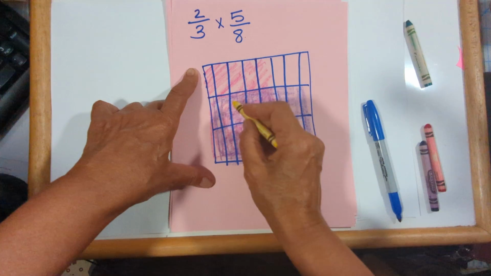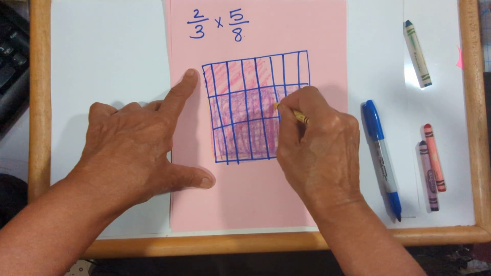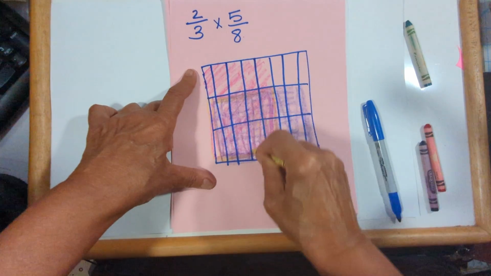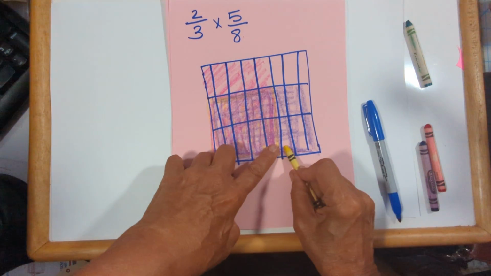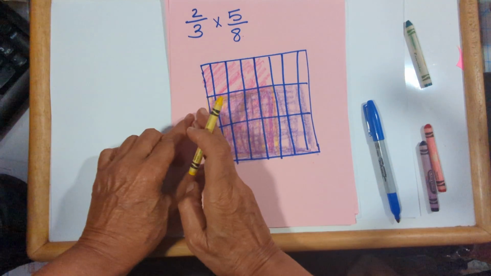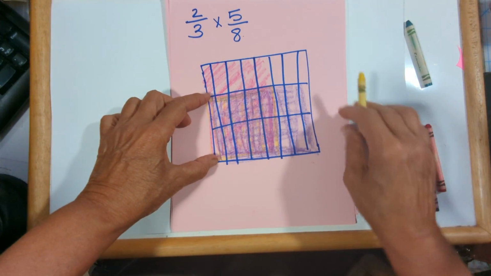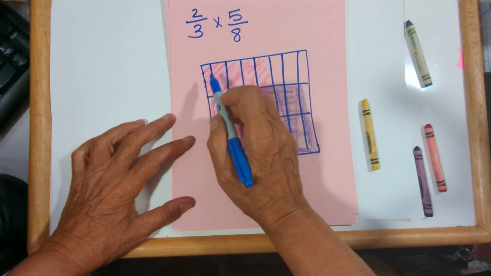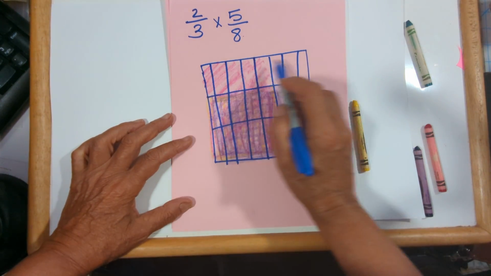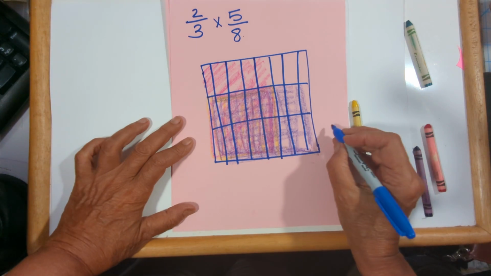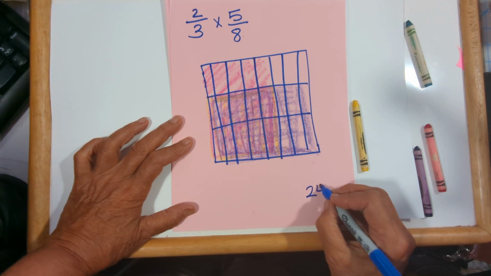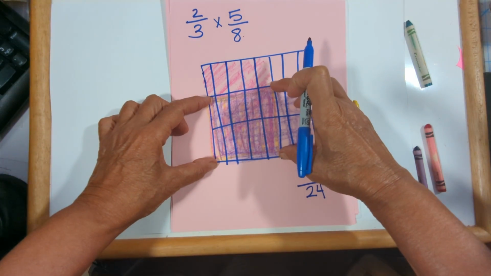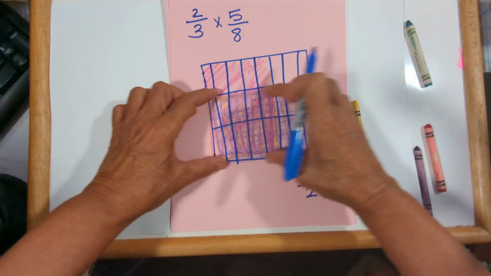And this portion represents 5/8 of 2/3. 5/8 of 2/3. I've got to look at how many total units are in my square. I know that's 8 across and 3 down, so that's 24. And how many of those 24 are in the 5/8 of 2/3?